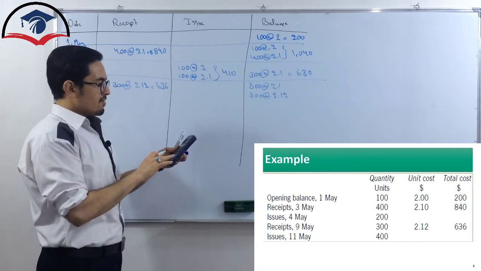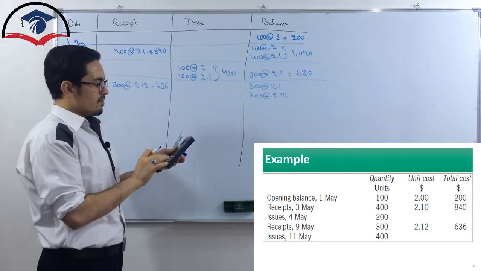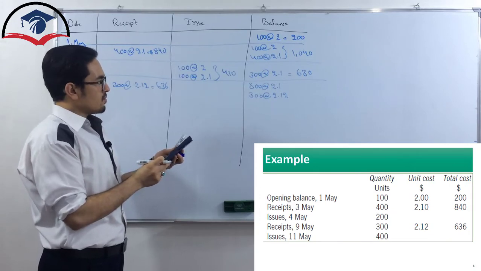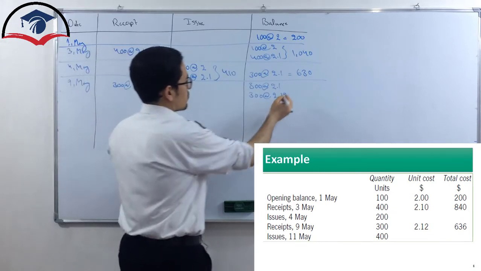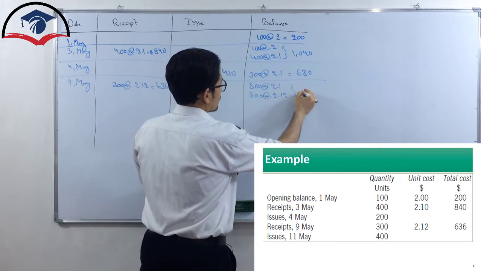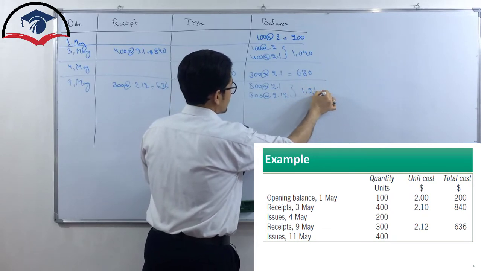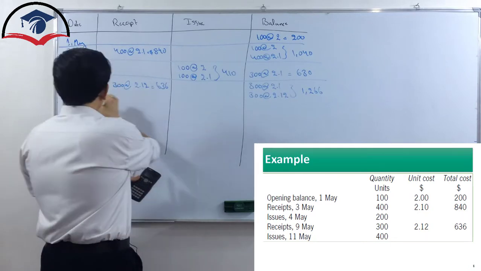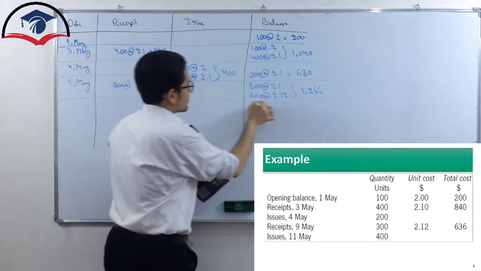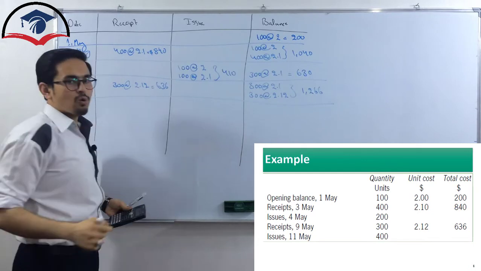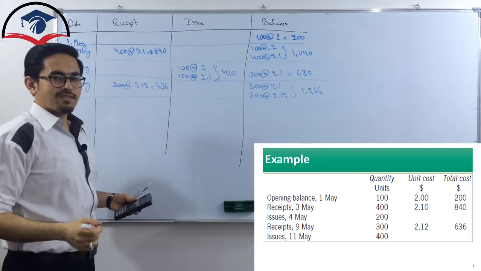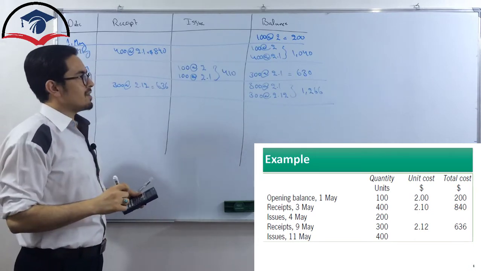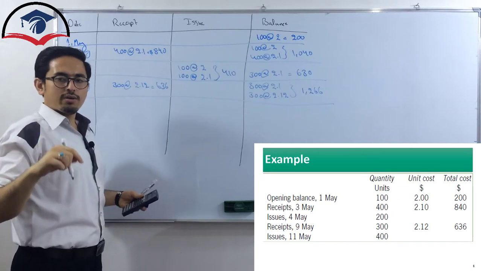630 plus 636 is equal to 1266. After this receipt, we have now $1,266 as the remaining balance in godown or stock.